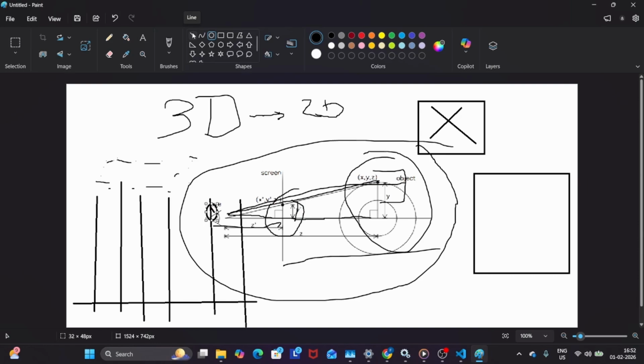Now we are going to go to our main code, and I'm going to explain each line of that code properly. I'm going to do a dry run of each line one by one. So let's go.